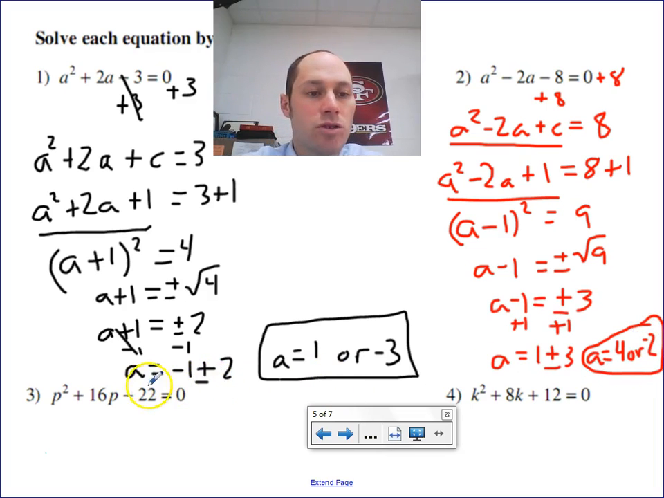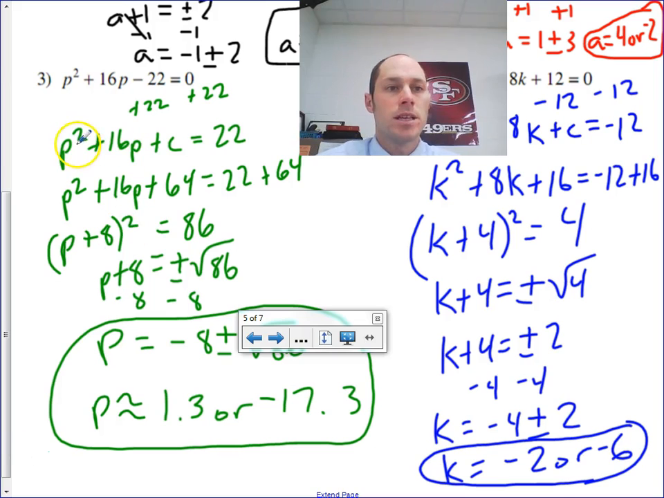Why don't you pause the video and try 3 and 4 and restart it when you're ready to take a look at an explanation. So let's take a look at number 3. I added 22 to both sides to get rid of my c value, and I need to find a new one now. So I divided by 2 to get 8 and squared it to get 64. Added 64 to both sides. And then I factored my perfect square trinomial. It's p plus 8 squared equals 86.